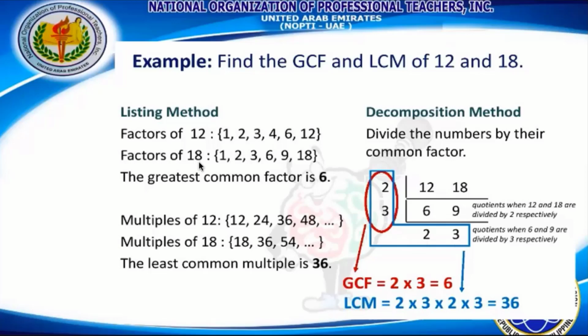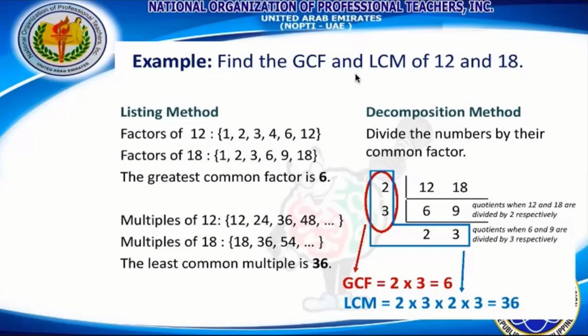Okay? Pag listing method kasi, ito, pag 12, susulat mo yung mga pwedeng i-divide. Kaya 1, 2, 3, 4, 6, and 12. Pag factors of 18 naman, 1, 2, 3, 6, 9, and 18. So, tingnan mo yung common sa kanila, 2 and 3. So, multiply them. 2 times 3, 6. So, the GCF is 6. GCF ng 12 and 18.